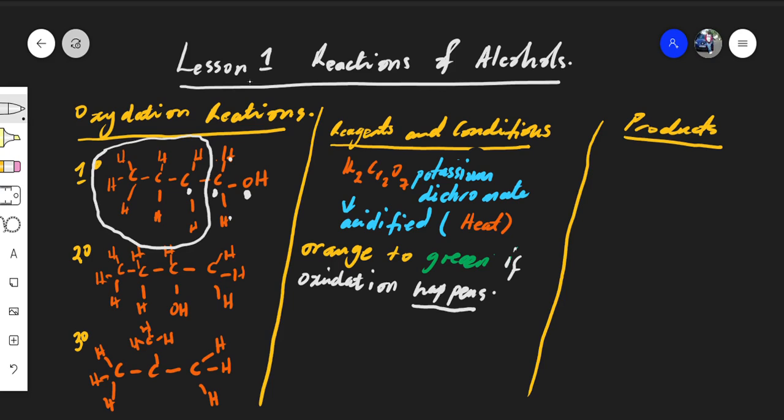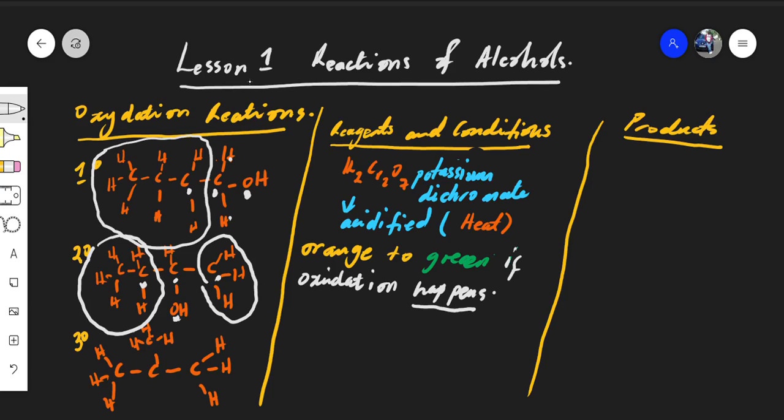A secondary alcohol is an OH group that is bonded to a carbon, and the carbon is bonded to two alkyl groups. This is alkyl group 1, and this is alkyl group number 2. So that is a secondary alcohol, or you can say it is an OH group that is bonded to a carbon which is bonded to two other carbons.